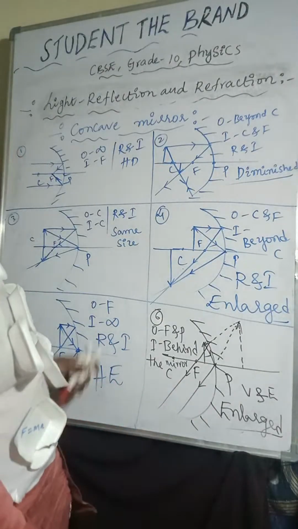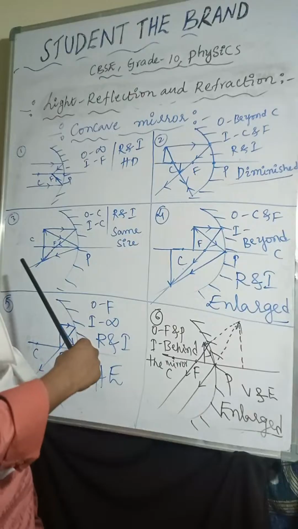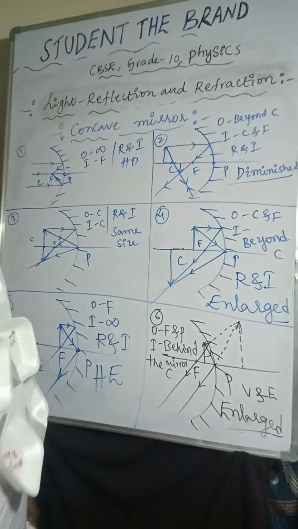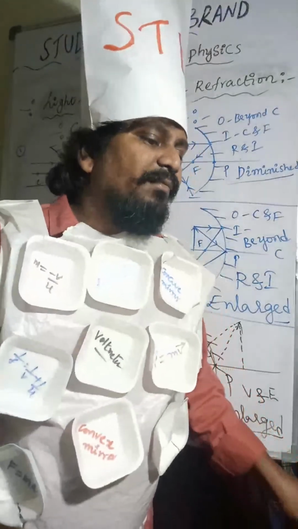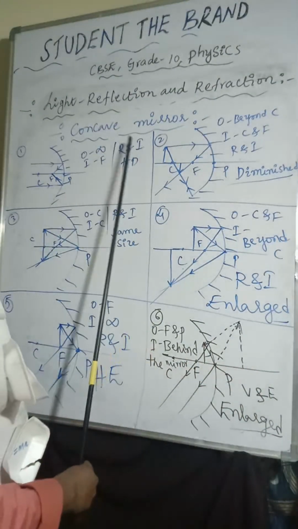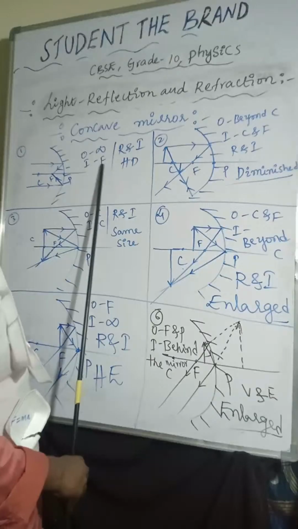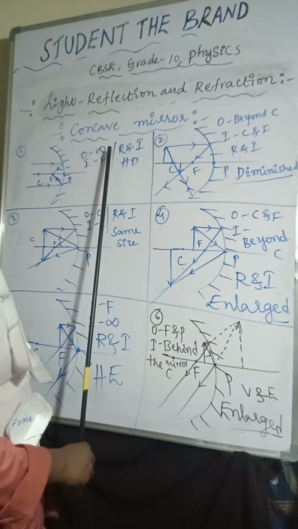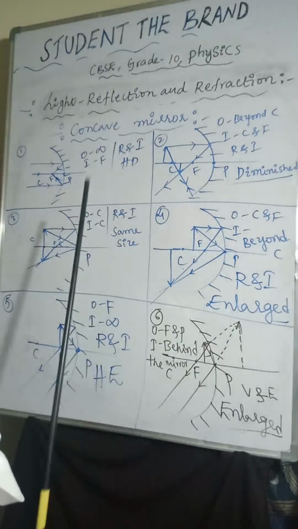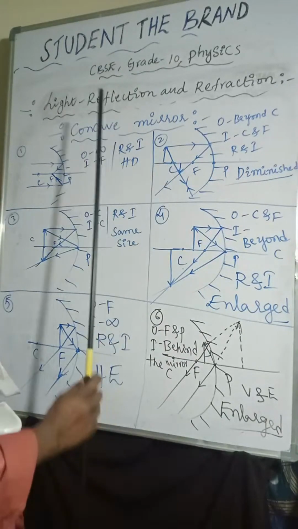Object is placed at infinity. Image is formed at focus. So nature of the image is real and inverted. Everyone should remember this point. This point is very important. Why? Because object is placed at infinity, image is formed at focus. Nature of the image is real and inverted, and size of the image is highly diminished because point size image is forming at focus. Second one, object is placed beyond center of curvature.